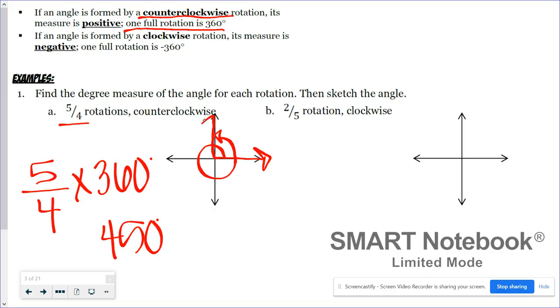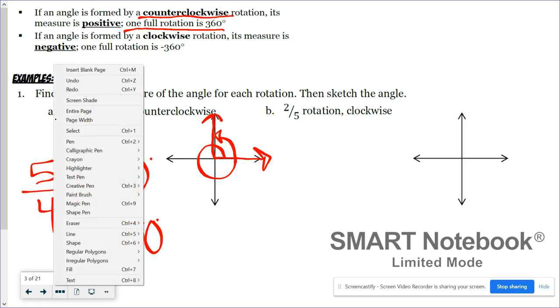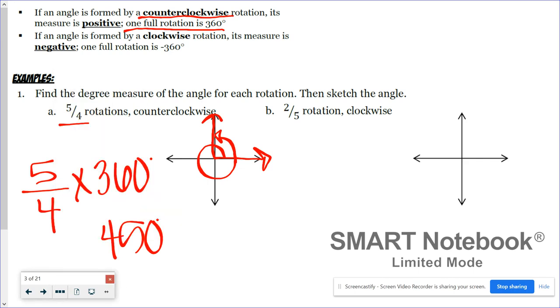Do you see my directional arrow? My directional arrow is showing that I went more than one rotation. It's also showing that I went in the counterclockwise rotation. And that is important when we're working with angles in trigonometry.